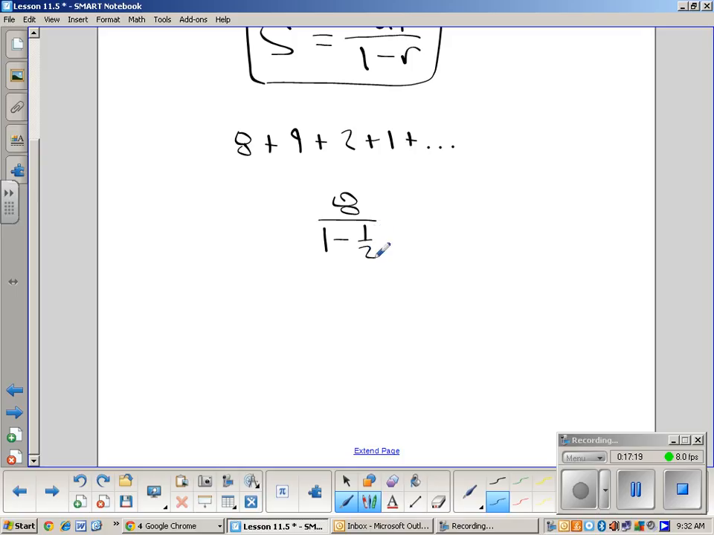Remember, it had to be less than 1. Okay? And so we end up with 8 over 1 minus 1/2. 1 minus 1/2 is a positive half. Okay? You have $1 and I take half away, you have a half a dollar, right? So what's 8 divided by 1/2? 16.